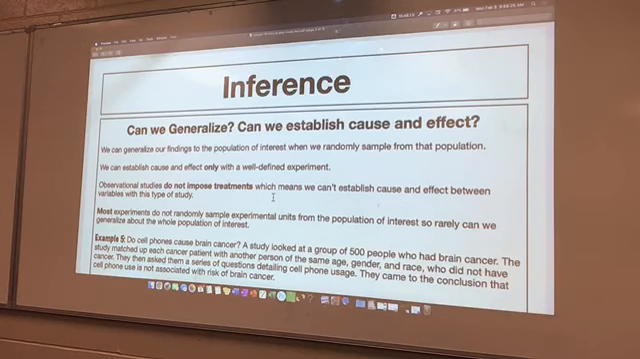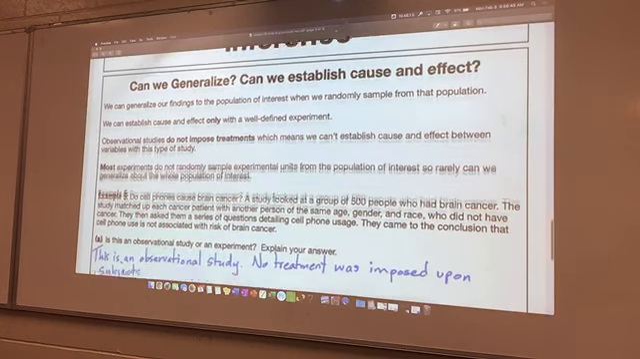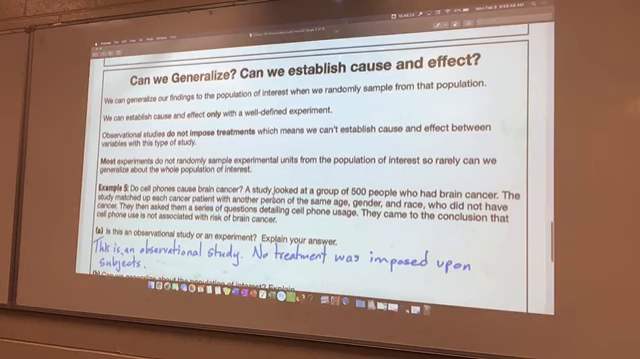So, first of all, is this an observational study or an experiment? It literally says observational study. Observational. Okay. What's the difference between the two? If it was an experiment, that means what was used? A treatment. That's right. So this is an observational study because no treatment was used.